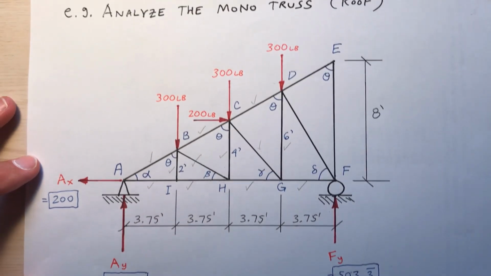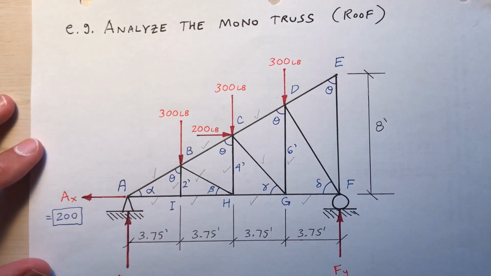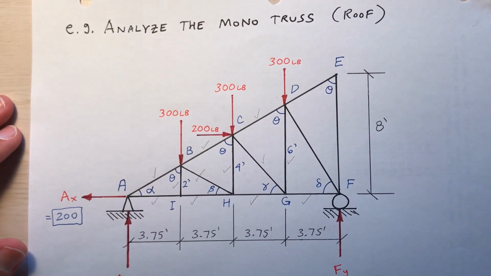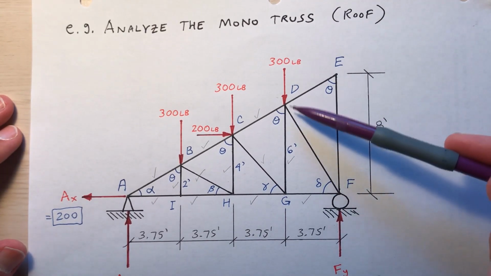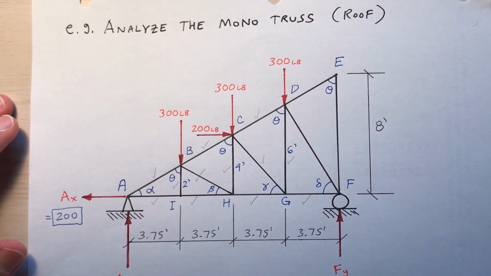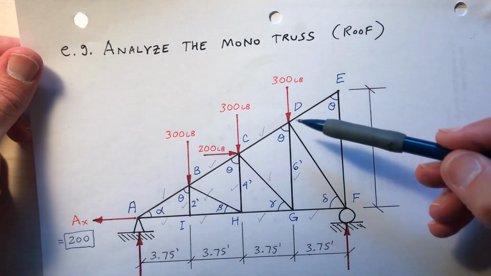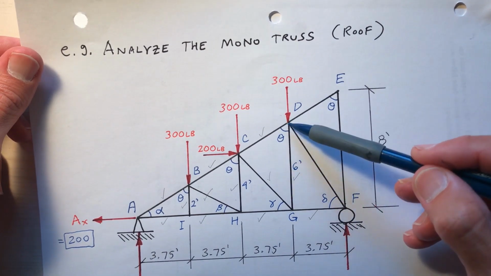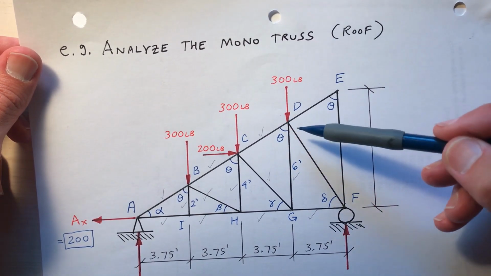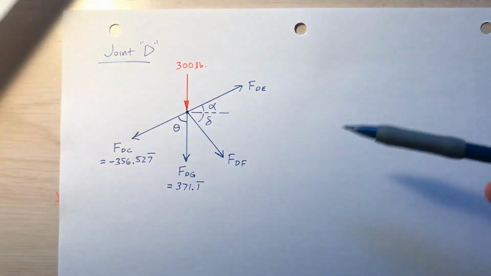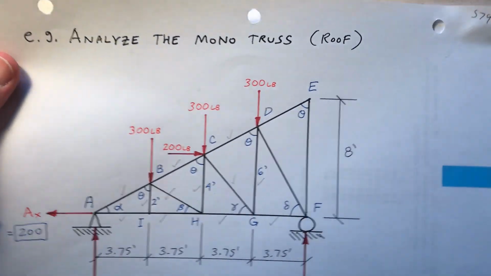Okay, so what do I analyze next? Can I analyze joint D? Do I have enough information to analyze joint D? Two unknowns, so why don't I analyze joint D? And now here's joint D. Joint D, here's the original drawing. So I've got joint D here. DC, I know there's a 300-pound load acting down. I know DG. Do I have all those in place? DE and DF are the unknowns.